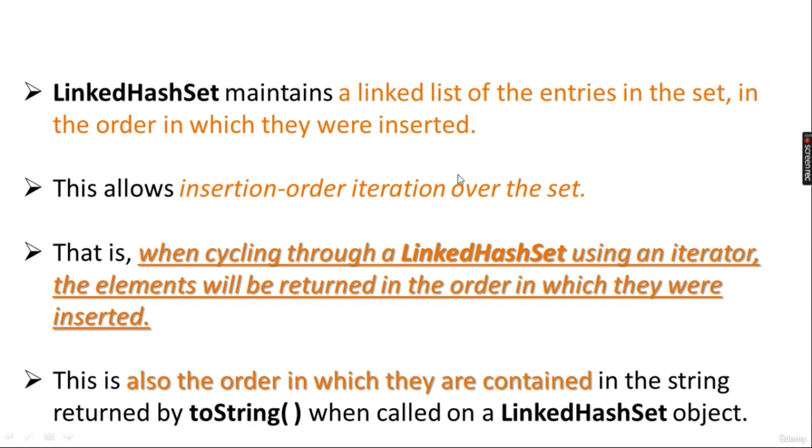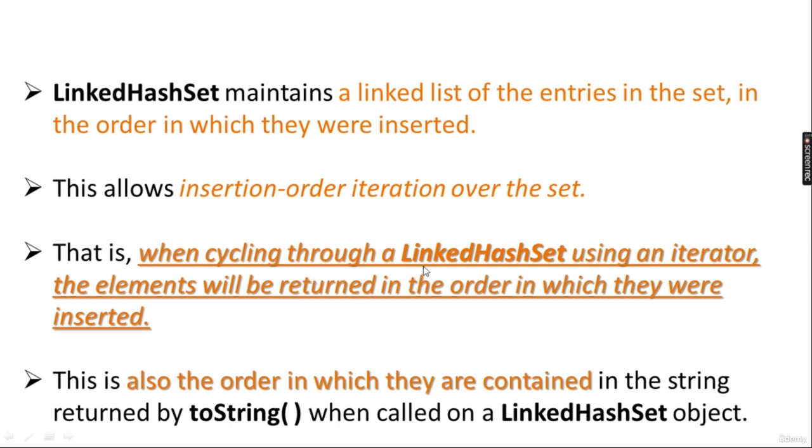LinkedHashSet maintains a linked list of the entries in the set in the order in which they were inserted. So LinkedHashSet maintains what? A linked list of the entries in the set. The linked list and the hash set are separate, and we are merging them together. So it is a linked list of the entries in the hash set in the order that they were inserted, and it allows insertion-order iteration over the set. When cycling through a LinkedHashSet using an iterator, the elements will be returned in the order in which they were inserted.